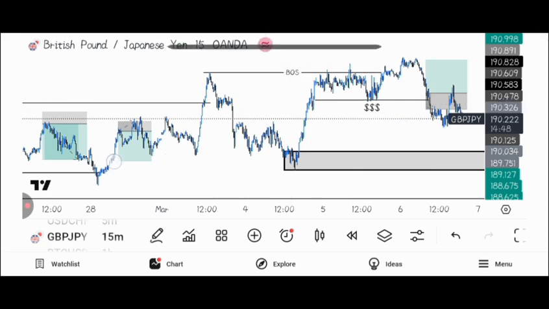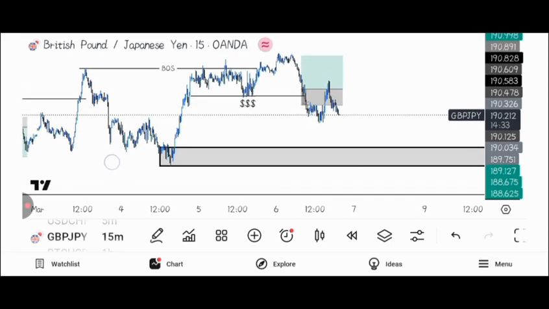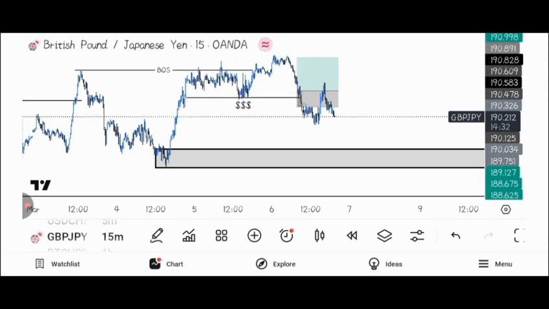Then what about inducement? Inducement, I would say it is a trap. It's a trap for both buyers and sellers in the market. Inducement is something that will force you to do what you're not supposed to do. Maybe you're supposed to buy from another zone, but the inducement will force you to buy from a zone that you're not supposed to buy from. The same thing applies to selling.